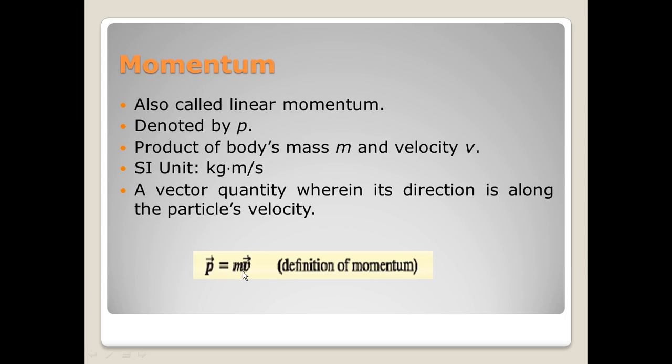Since this is a product of m times v, if the object is not moving, meaning that the velocity of the object is zero, this means that the object has no momentum. So in order for an object to have momentum, the object must be moving.